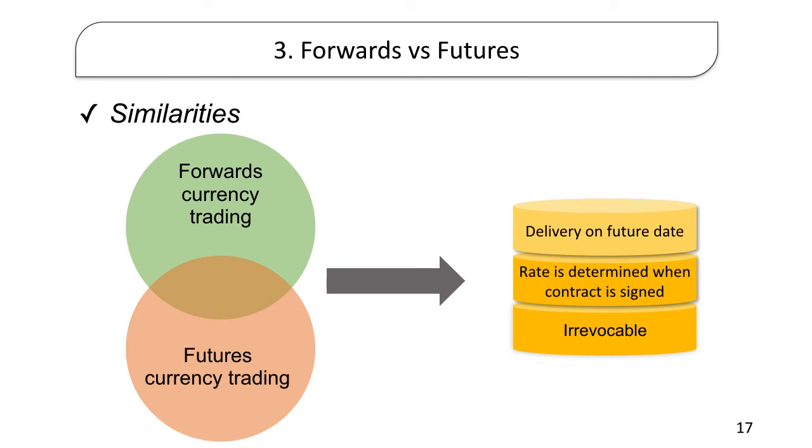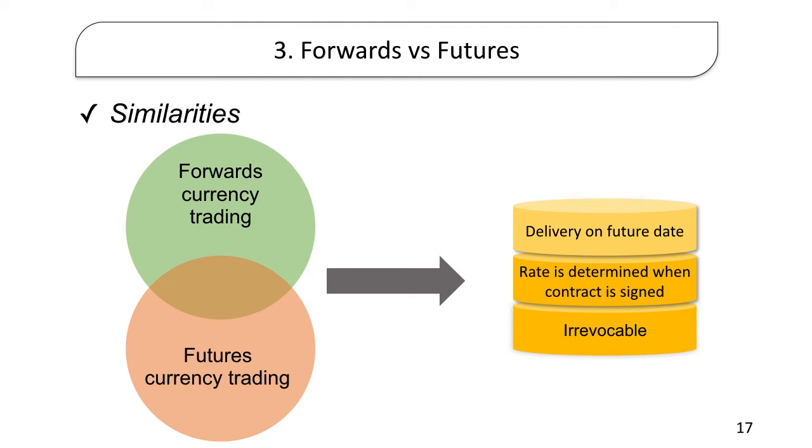The first similarity is that both types of transactions are irrevocable agreements. That is, participants in a forwards or futures contract will have to strictly comply with the agreements in the contract, not having the right to cancel the contract. The next common point is that the exchange rate used in both futures and forwards transactions is determined at the time the contract is signed, but the transfer or delivery is done in the future. These are common features between futures and forwards trading.